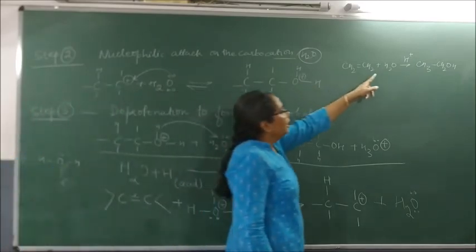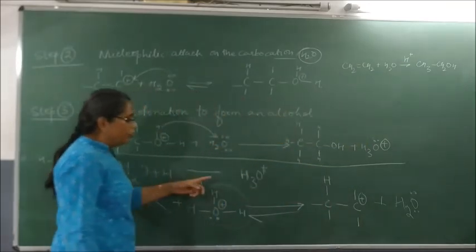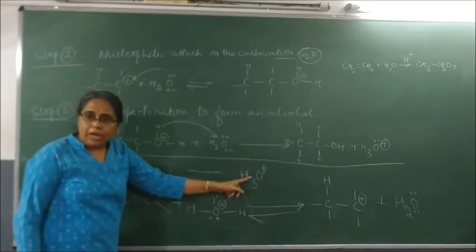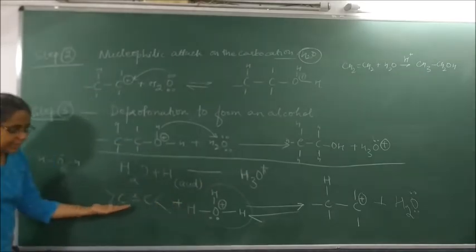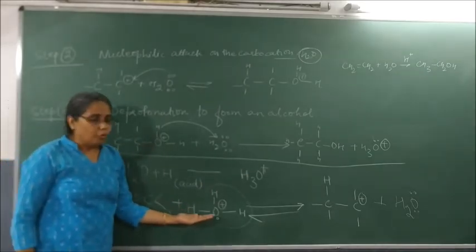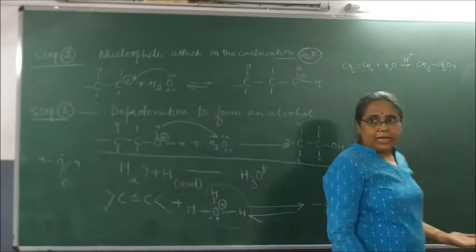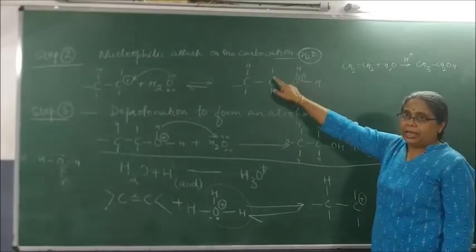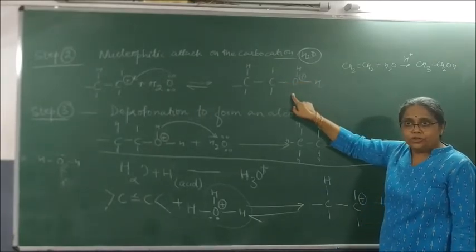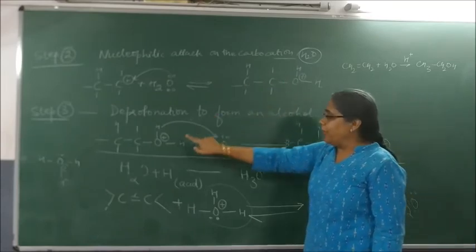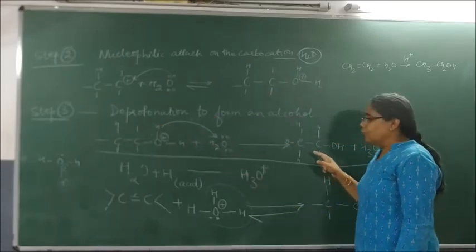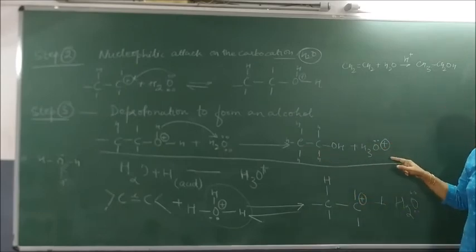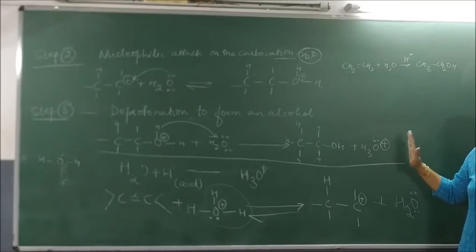This H2O and this H plus react to form what? H3O plus, or hydronium ion. This alkene then reacts with H3O plus to form what? Carbocation and H2O. This carbocation and H2O will react to form an intermediate complex. This intermediate complex will deprotonate itself to form alcohol and again give back H3O plus. Very, very important 3-mark question or 3-mark mechanism.